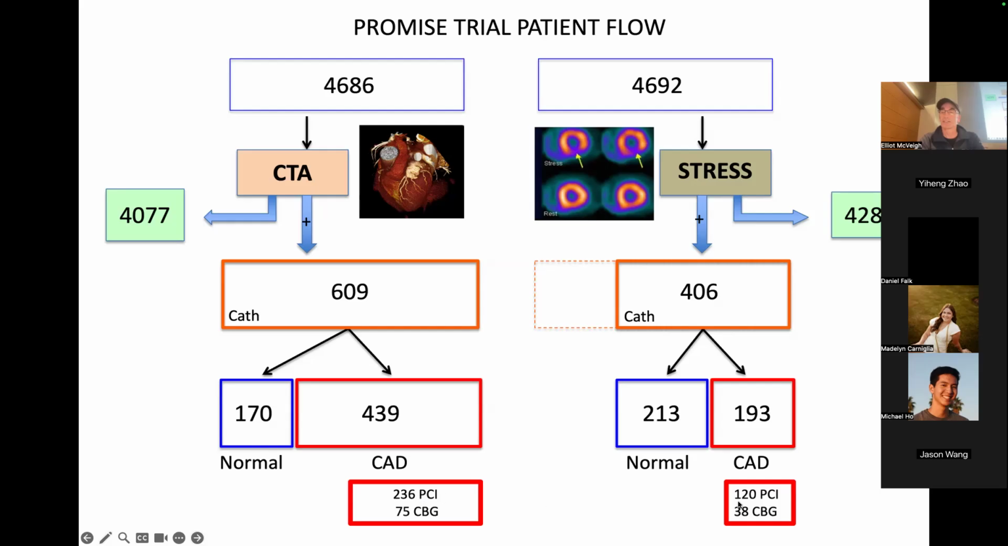236 stents versus this. Twice as many stents got put in, twice as many coronary bypass surgeries got done as this group. Otherwise, those two things are identical, right? So you treat twice as many people on the left side when you do the CTA. Is that good news for an insurance company?